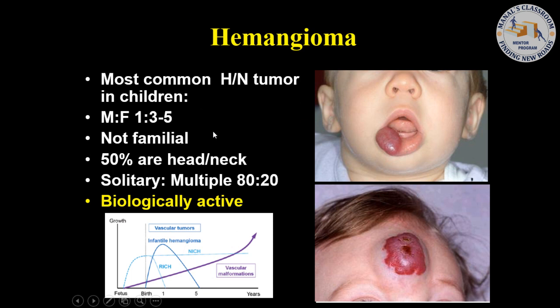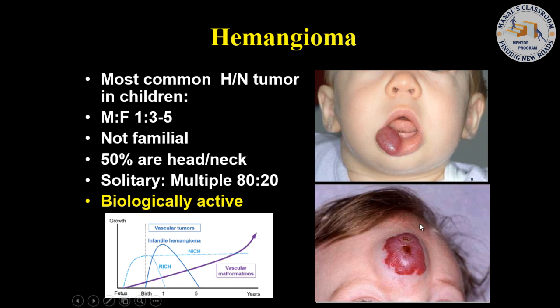When we talk about hemangiomas, this is the most common tumor, if you will, in childhood. They're a little bit more common in females than in males. Oftentimes they're solitary versus multiple. And as I mentioned before, they're biologically active. So these are little hemangiomas that arise in kids. And if you're not looking at them, they can be quite ominous. They look quite dangerous. But in actuality, these are benign lesions.